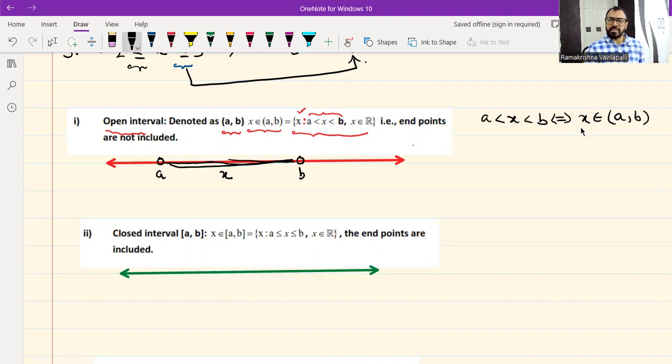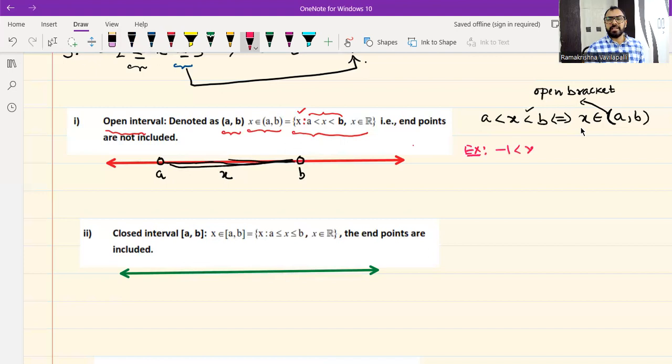So I told you that this bracket is known as an open interval. This is known as an open bracket, or you can say parenthesis. Whenever this strict inequality comes, you have to use this. So for example, here I will give you an example also. Easily you can understand.